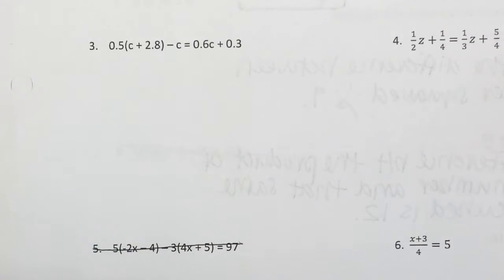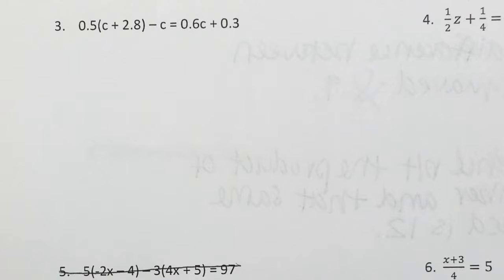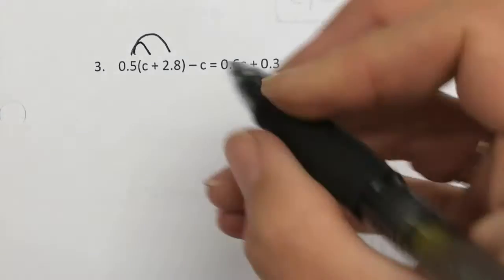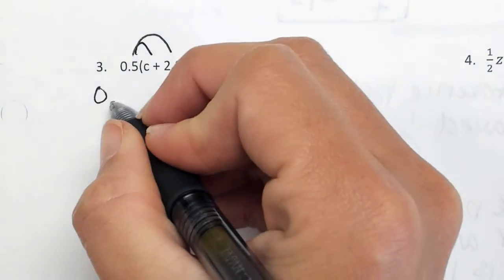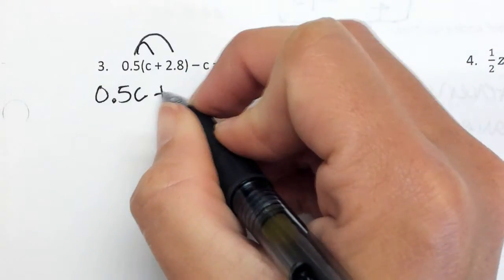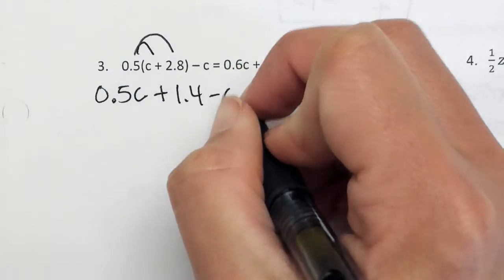Okay, so let's try this with number 3. So are there any fractions? Nope, just decimals. So we need to get rid of what now? The parentheses. Parentheses by doing what? Distributing what? 0.5 to C. Good. I don't have a calculator, so y'all help me out. This would be 0.5C. What is 2.8 times 0.5? 1.4. Very good.